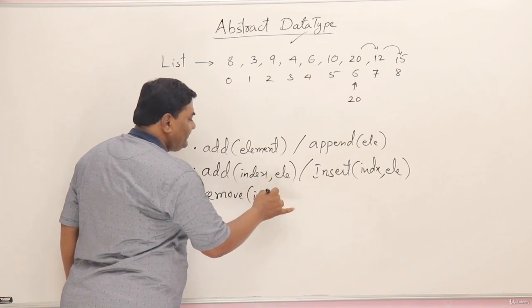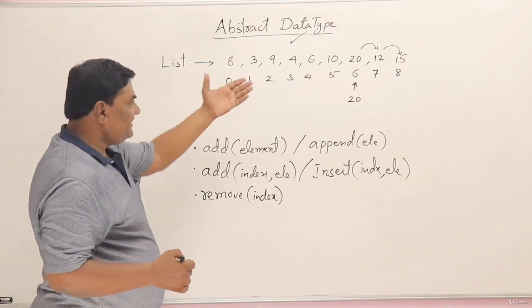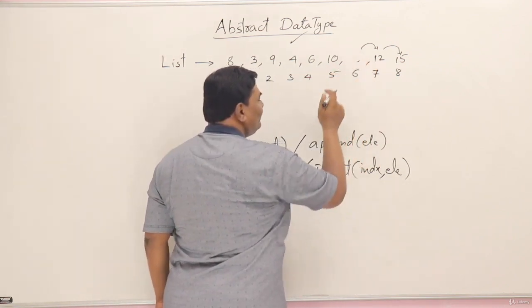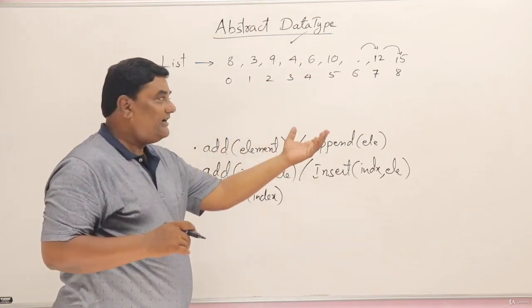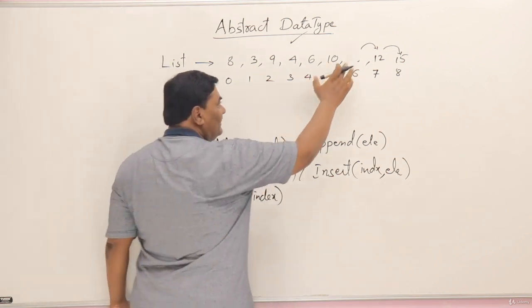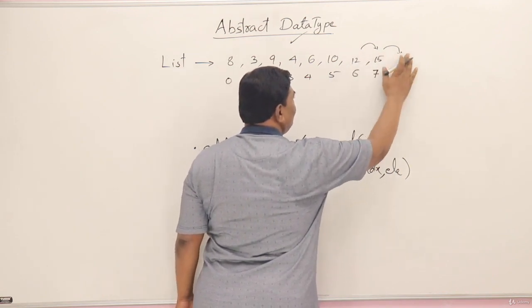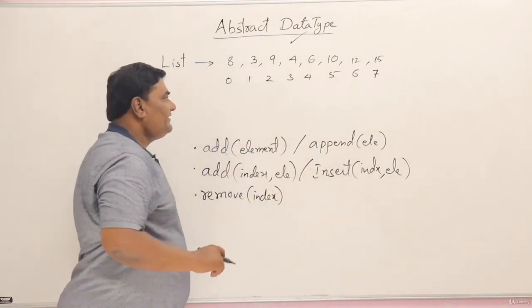So which element you want to remove, you must give an index. Suppose I want to remove 20, the one I have inserted just now. So it means this 20 should be removed. When you remove 20, that place will be vacant in a list. So we have to shift the rest of the elements. So 12 should come here and 15 should come here. So I'll be having total 8 elements indexed from 0 to 7.